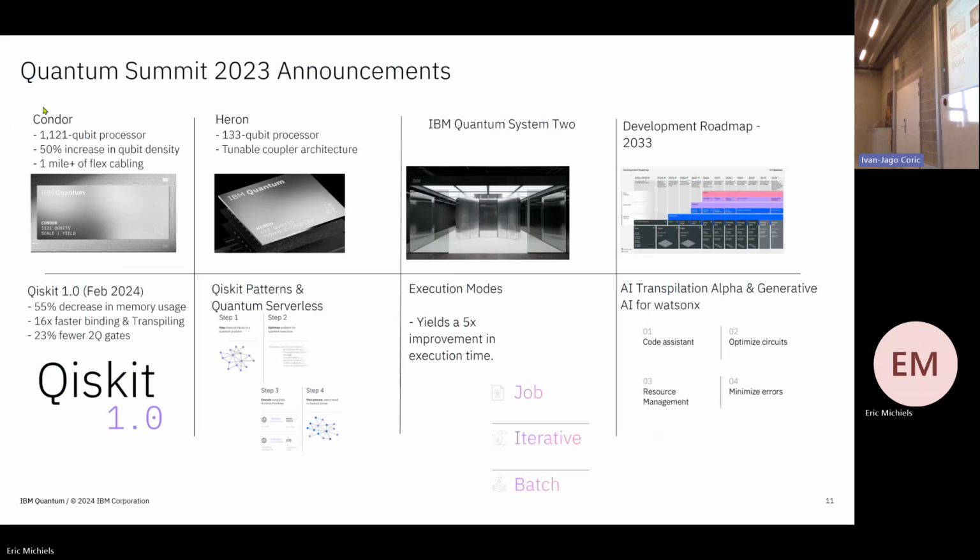We have now quantum system 2. Previously, we have system 1. What is special there? The modularity. We can connect multiple quantum computers together by long distance connections. And you say, okay, what is special?